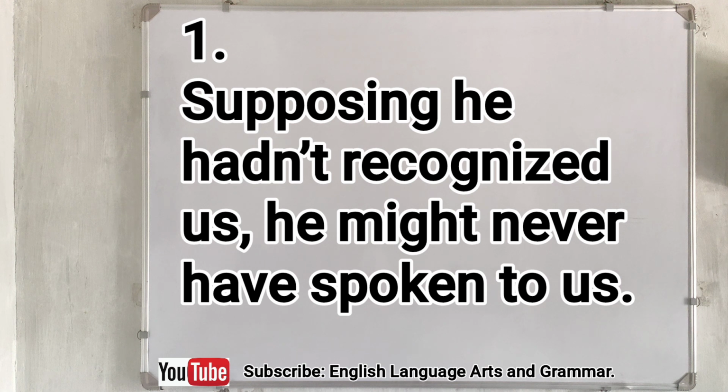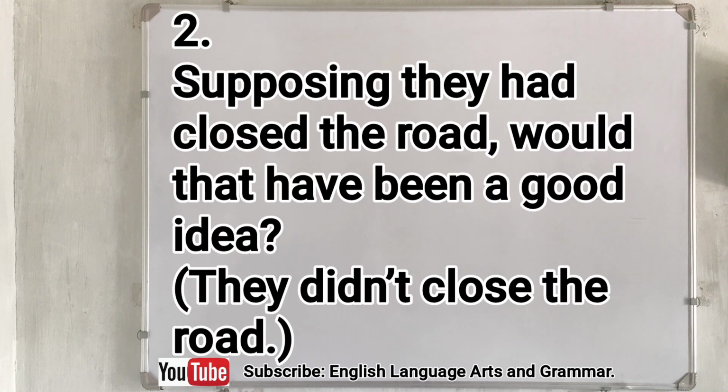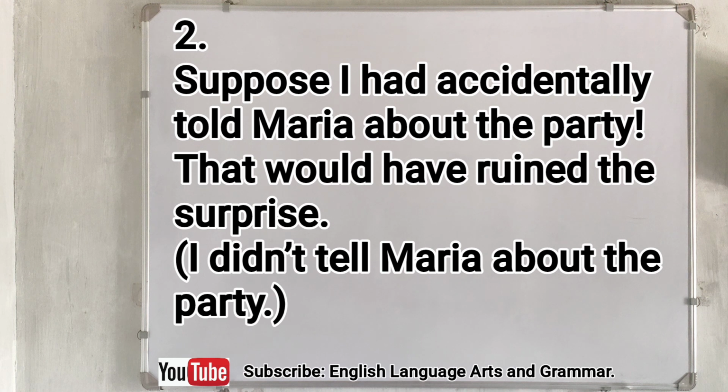Example 1. Supposing he hadn't recognized us, he might never have spoken to us. When we refer to something that did not happen, we use past perfect tense. Some examples. Example 2. Supposing they had closed the road, would that have been a good idea? Suppose I had accidentally told Maria about the party. That would have ruined the surprise.